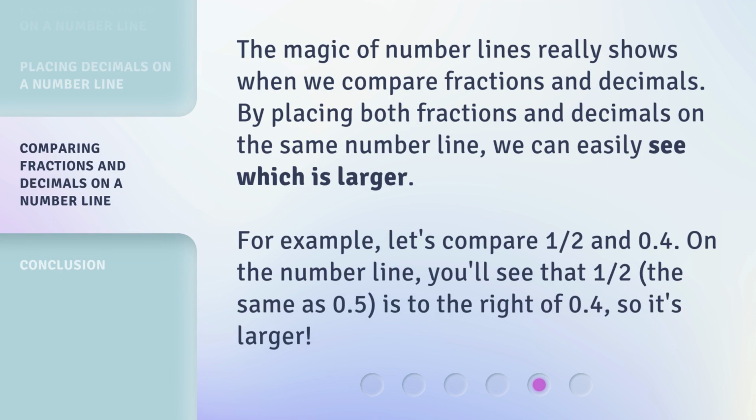The magic of number lines really shows when we compare fractions and decimals. By placing both fractions and decimals on the same number line, we can easily see which is larger. For example, let's compare 1/2 and 0.4. On the number line, you'll see that 1/2, the same as 0.5, is to the right of 0.4, so it's larger.